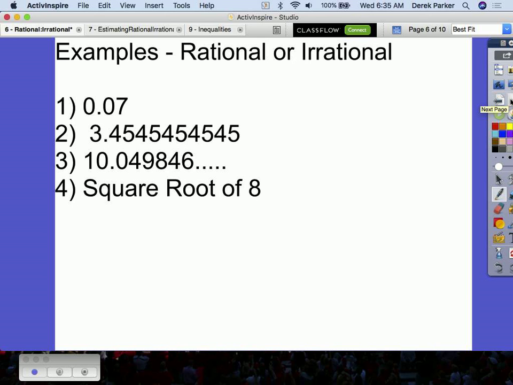Here are 4 examples. Number 1, rational. It's a terminated decimal, just 0.07, which can be written as a fraction. That is rational. Number 2 is also rational. Yes, it goes on forever, but 0.45 repeats. Number 3, 10.049846, has no repeating at all. Irrational. And then the square root of 8. 8 is not a perfect square, so that is irrational.